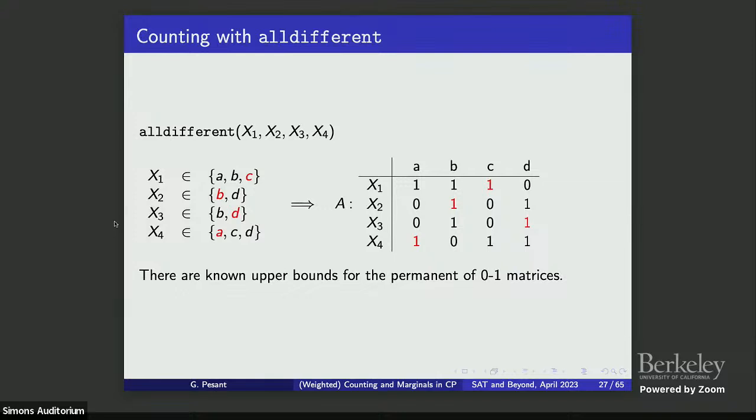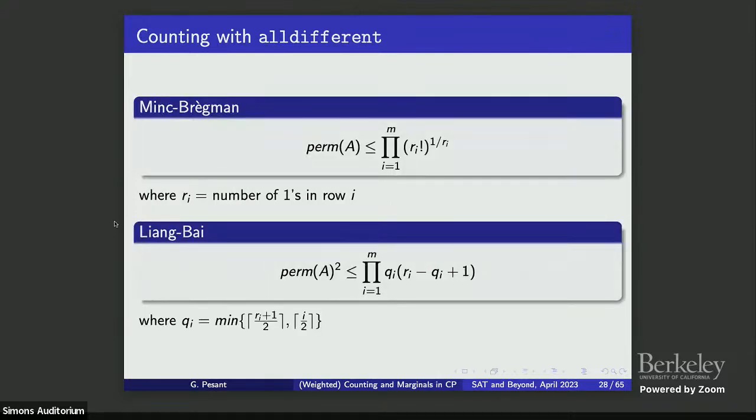I told you the permanent is a well-studied problem. Well, there are also known upper bounds on the permanent for 0-1 matrices. So in the unweighted case, they're pretty simple. They rely on expressions on the number of ones in the rows. I don't want to go into the details, but they're fast to compute. A lot of these functions can be pre-computed. So that's the good news.